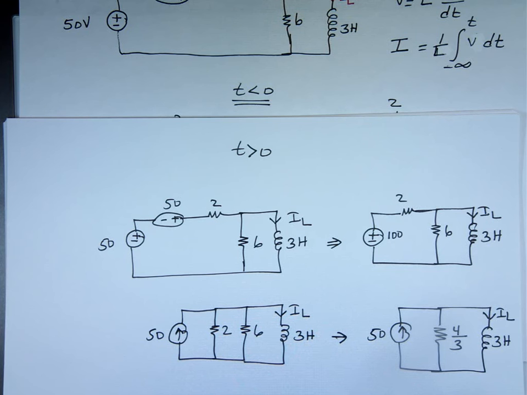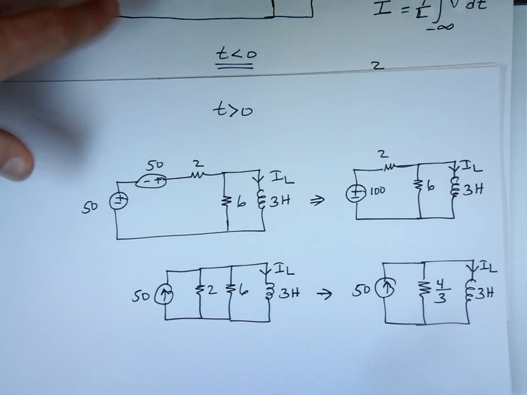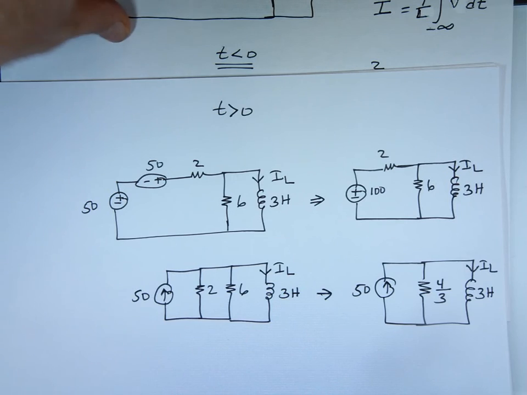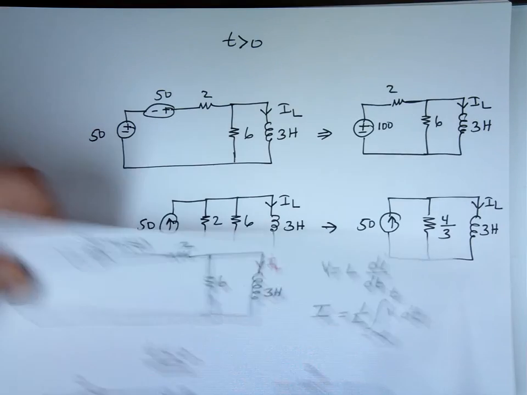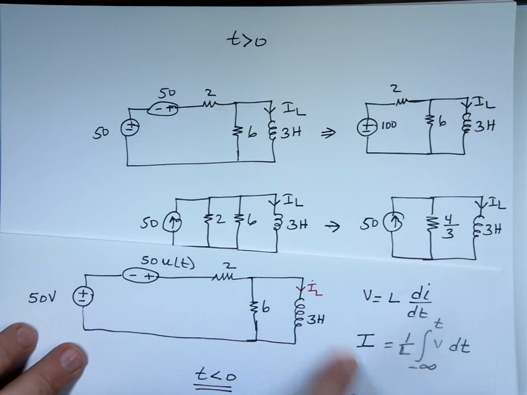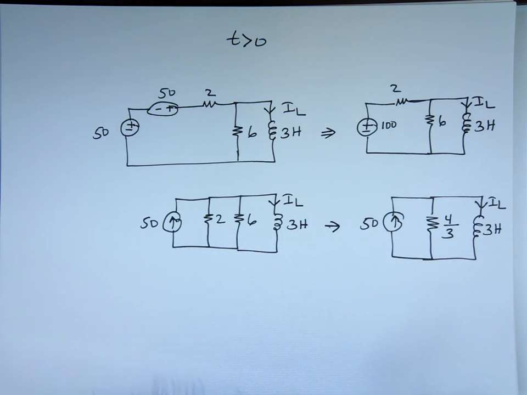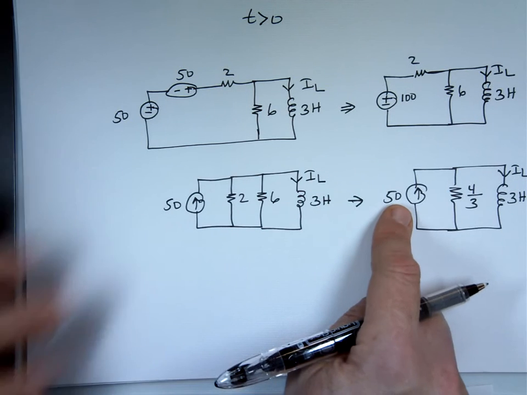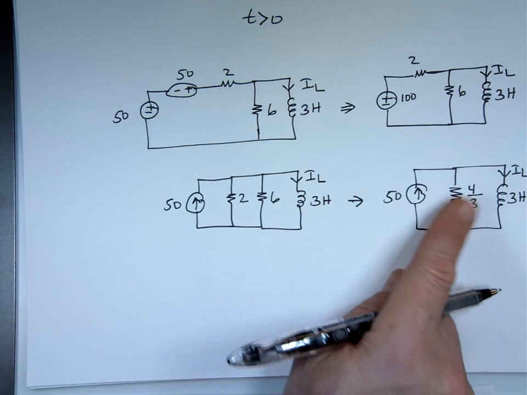So if I'm looking for the current through the inductor, I need to be doing voltages here, KVL, because the sum of the voltage in a closed loop is 0, and the voltage is L di dt. So I'm going to do source transformation one more time. What's 50 times 4 over 3? Is that 200 over 3?